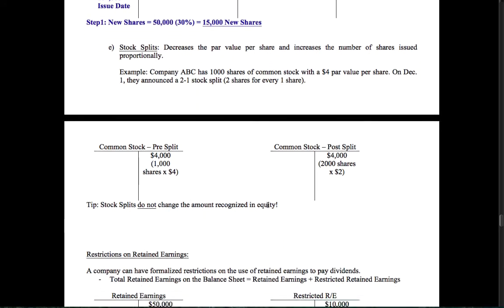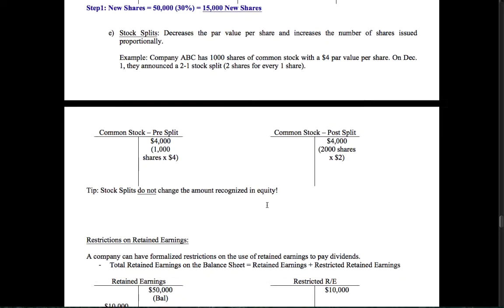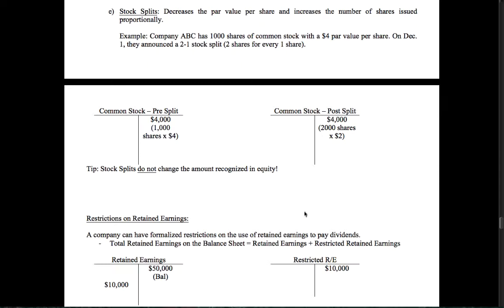Next, let's move on to stock splits. Stock splits are very, very simple to understand, or at least I hope they will be. Essentially, all you are doing in a stock split is you are decreasing the par value per share and increasing the number of shares that you issued, and you do this proportionally.